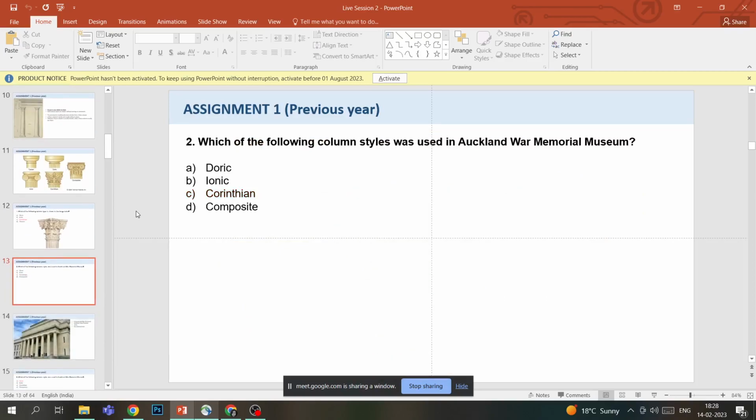Next is, which of the following common column styles was used in Auckland War Memorial Museum?